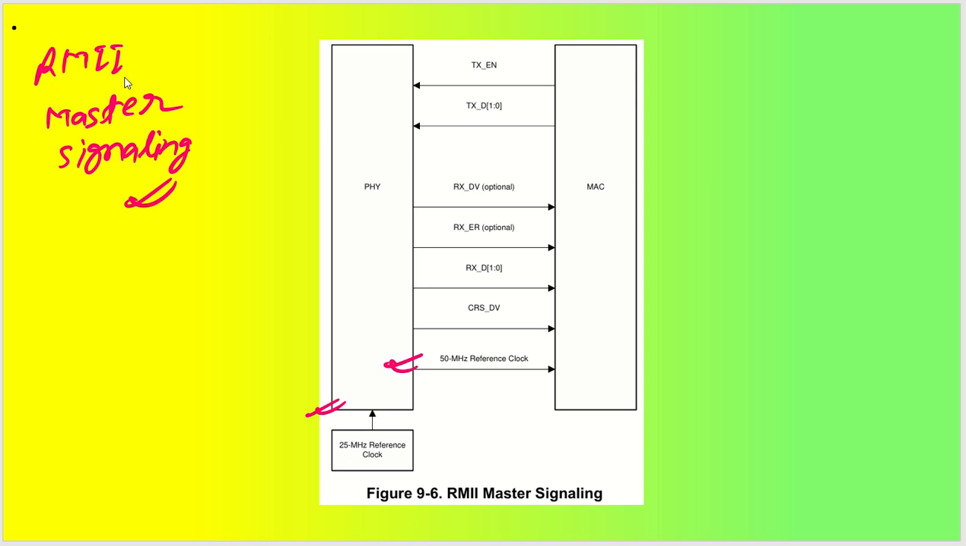Now you can see RMII master signaling means only 2 data lines are used, as I have already told you many times. So now we are in a position to understand that we have transmit enable, transmit data, receive data valid, and receive error signal. Then we have receive data signal, and then the carrier sense signal and carrier sense data valid signal. So these are the only signals that are actually utilized in Ethernet PHY interfacing between the Ethernet PHY IC and the MAC IC.